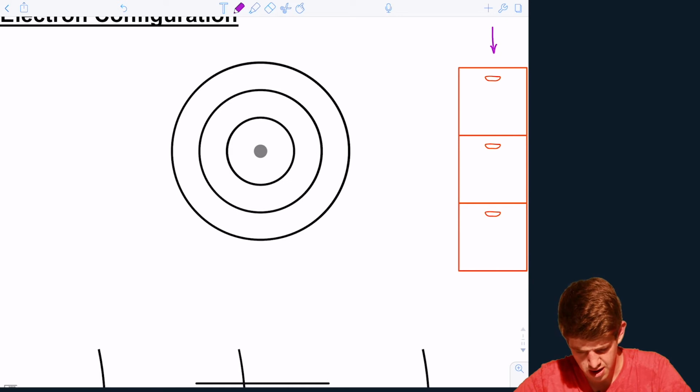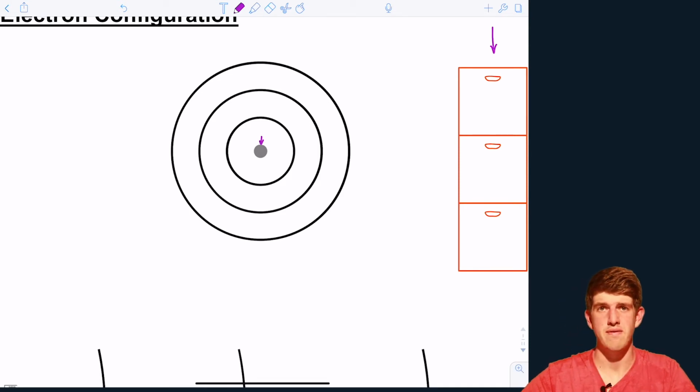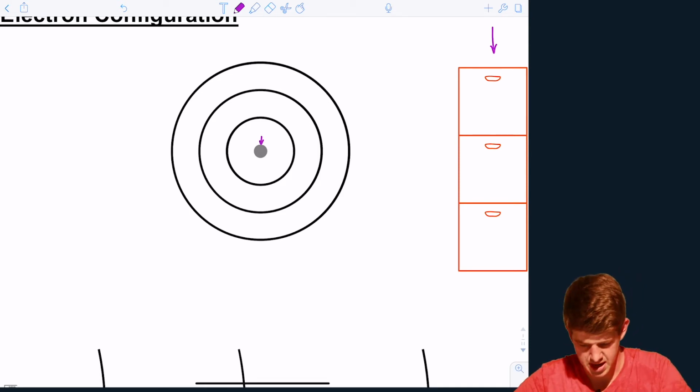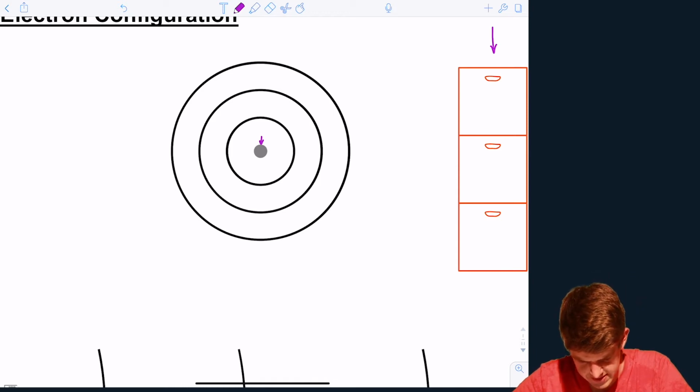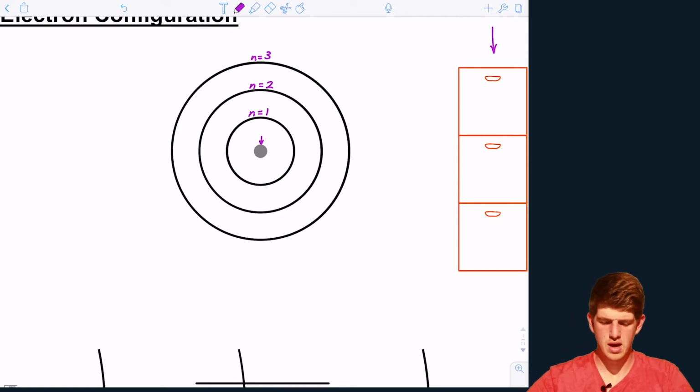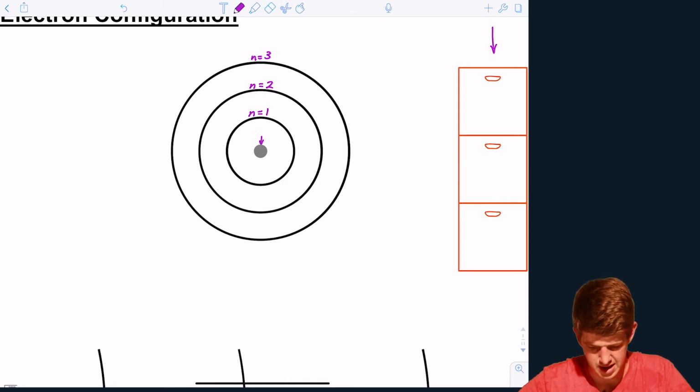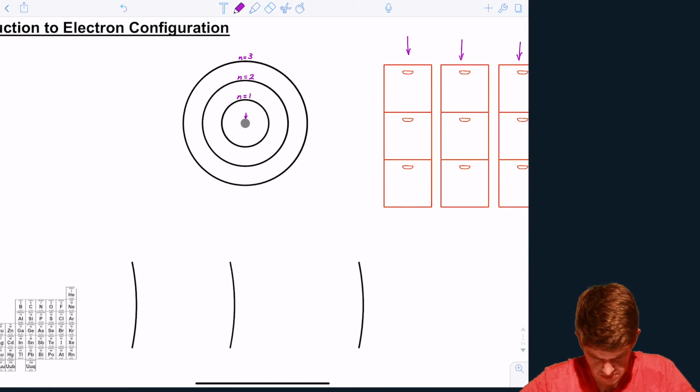The shells are what we usually see in the Bohr model as these rings. And if this is the nucleus, we start counting from the innermost shell to the outermost shell. We denote that with the letter N for each shell, and then the number of the shell that it is. So this first one would be N equals 1. Then we have N equals 2 for the second shell, and then N equals 3 for the outermost shell. And if I had a fourth, fifth shell, they would get the consecutive numbers.